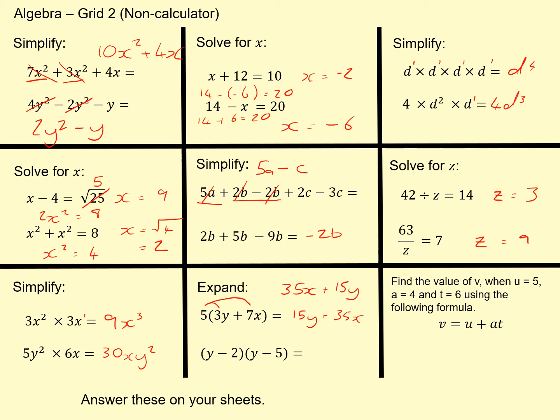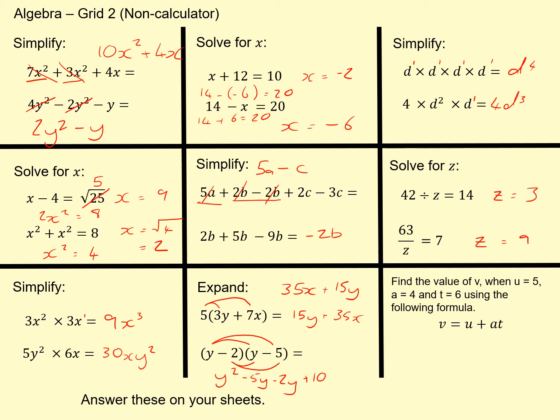And then expanding the double bracket. So grid method, if you've got space for it. I'm limited on space on this, so I will do the FOIL method. So that's y times y is y squared. So that's the first two terms. And the outer two terms, so y times minus 5 is minus 5y. And minus 2 times y is minus 2y. And then minus 2 times minus 5 is positive 10. Because remember, two negatives, if you multiply them together, make a positive.